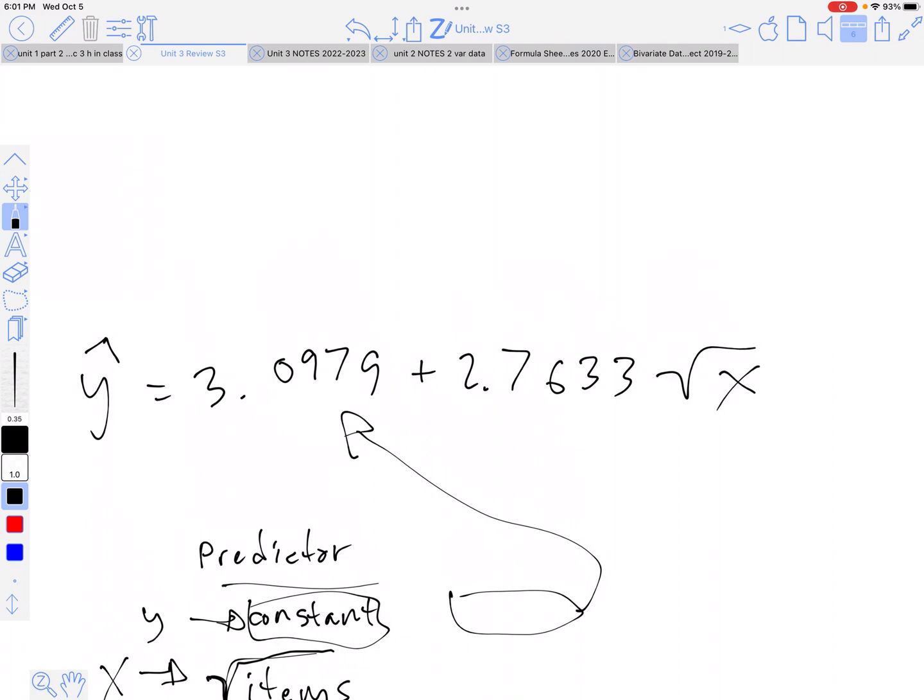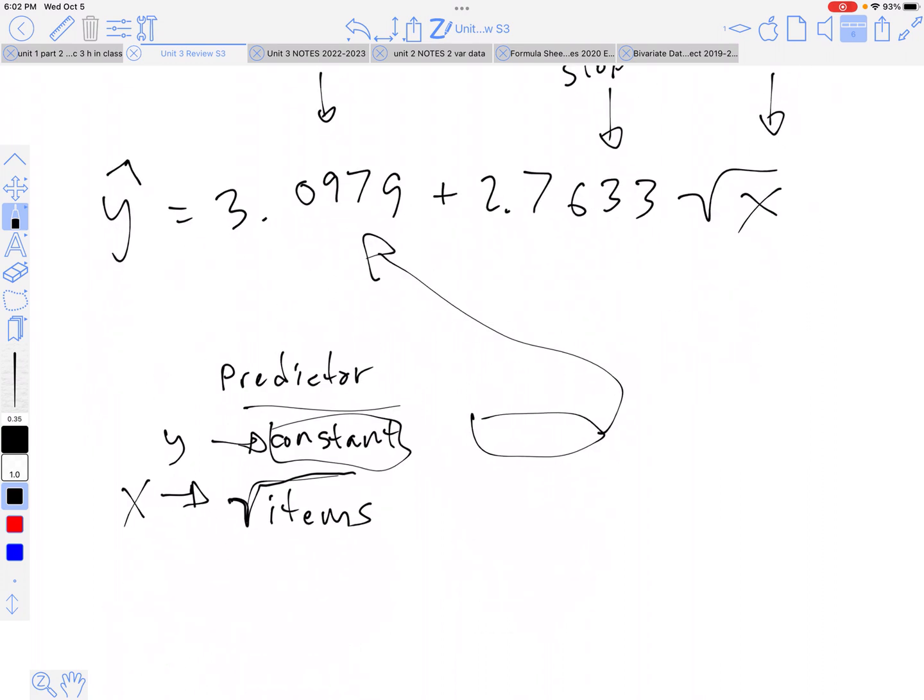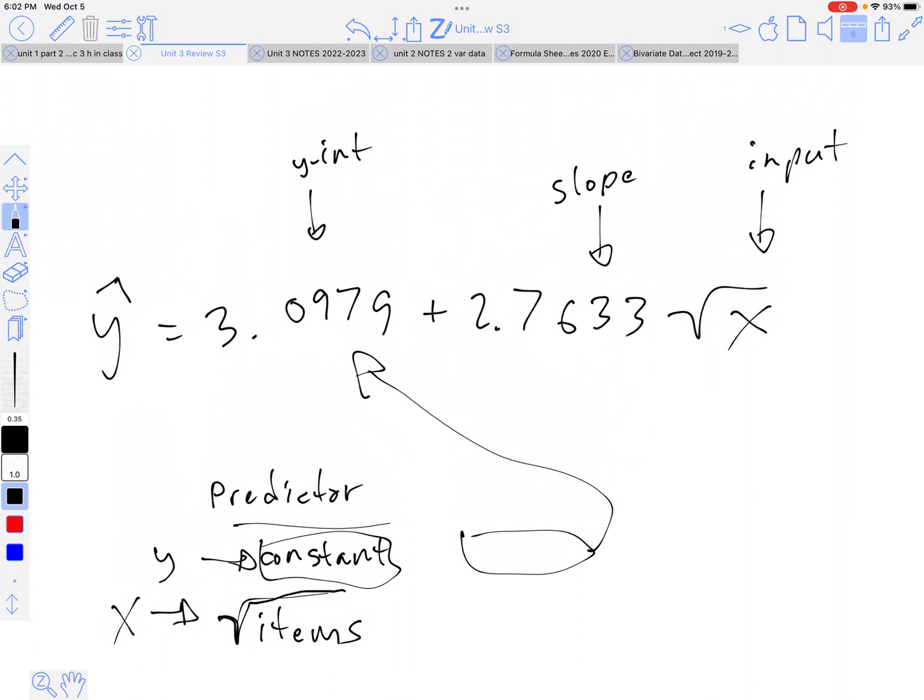So y equals, and here's our y-intercept, right? Here's our slope, and here's our input, but our input has been modified. So we have to modify that, right? Whatever condition it explains was happening to make it linear, that's what you have to address in the model. And so then I plugged in 22 and did the square root of 22, multiplied it, added 3.0979, and I got 16.06.